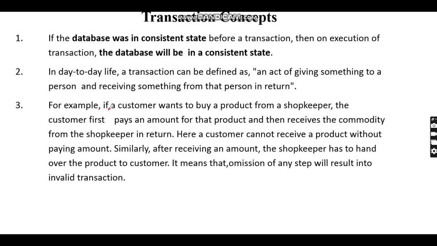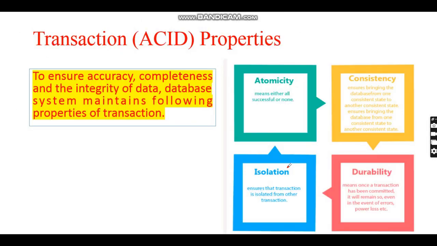For example, if a customer wants to buy a product from a shopkeeper, the customer first pays an amount for that product and then receives the commodity from the shopkeeper in return. Here a customer cannot receive a product without paying the amount. Similarly, after receiving an amount, the shopkeeper has to hand over the product to the customer. It means that omission of any step will result in an invalid transaction. Simple and sweet, this is the transaction concept, right?